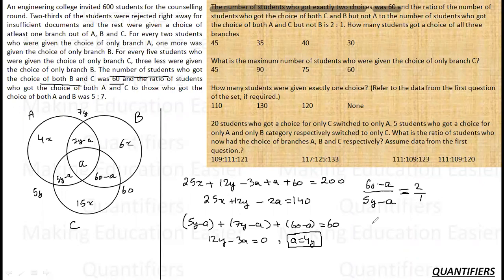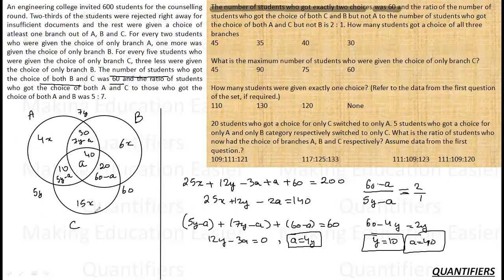Now it is 60 minus a. I also know that a is equal to 4y. So let me make my life easier. Let me substitute a as 4y upon 5y minus 4y, which is y, so it is equal to 2y. I have substituted this over here. So from here my y is 10. y is 10, therefore a is 40. So with this I can fill my values. Okay. So if a is 40, 7 into 10 is 70, minus 40 is 30, and 10 and 20.